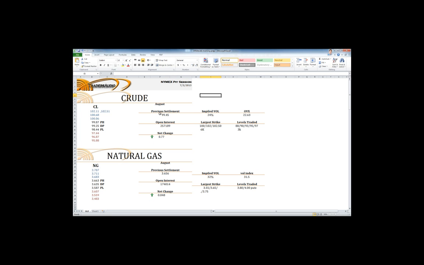Open interest this morning, 257,187, squeezing out every short that's even in this market recently. So open interest decreases by almost 20,000 contracts in the overnight session, showing us that there are shorts getting squeezed out of the market. Of course, they can come back in and take some profit, but open interest is lower. Net change yesterday was 77 ticks.